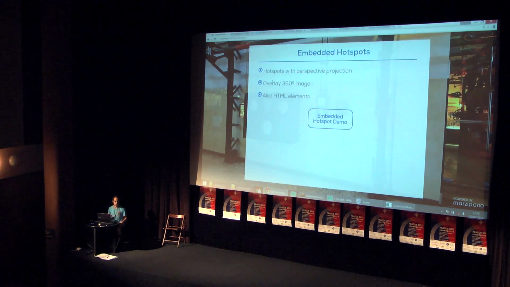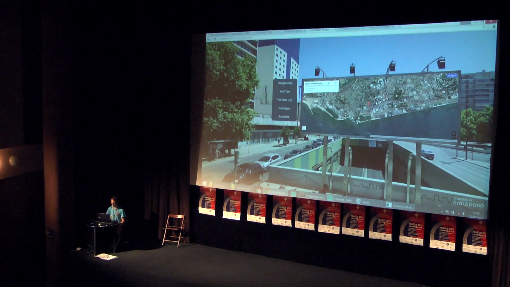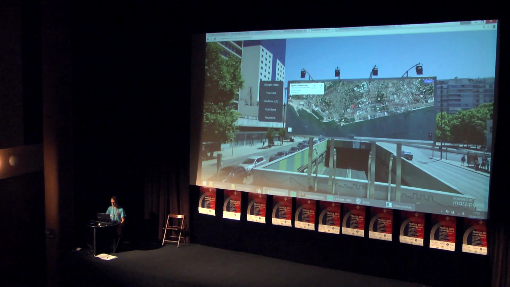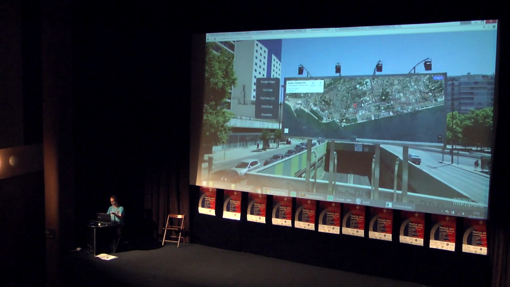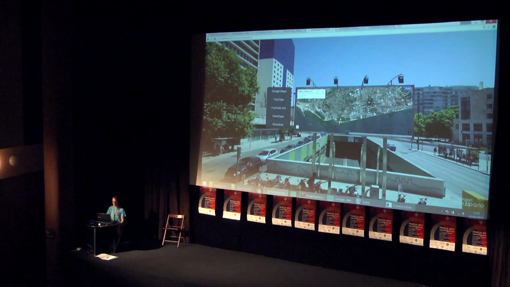Marzipano also supports embedded hotspots. These are hotspots which have a perspective projection, so it looks like they are overlaid on the 360 image. It's easier to show with an example. So this is an example. You see, the map is always on the same part of the image.